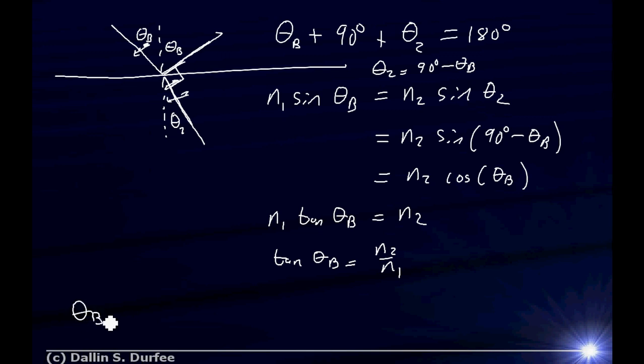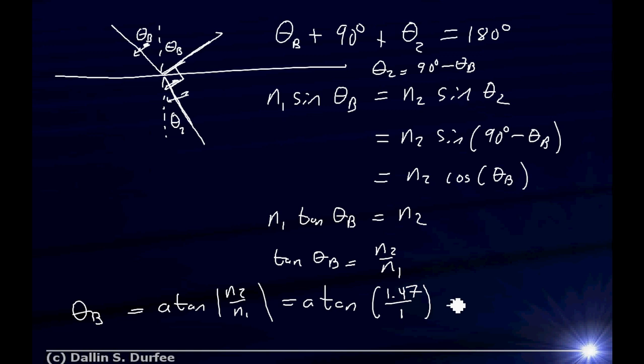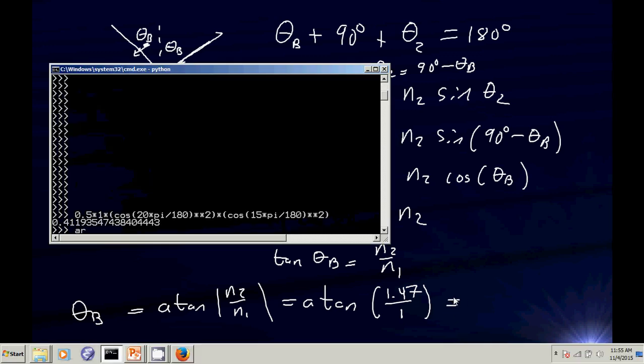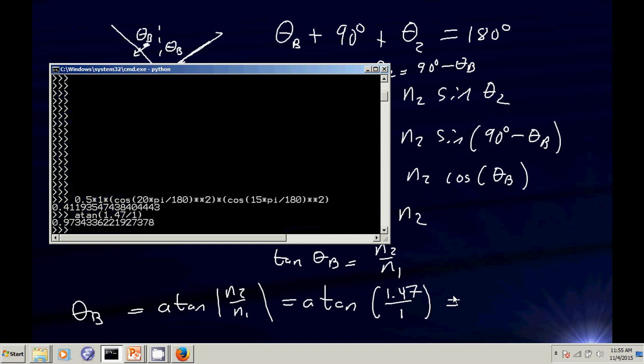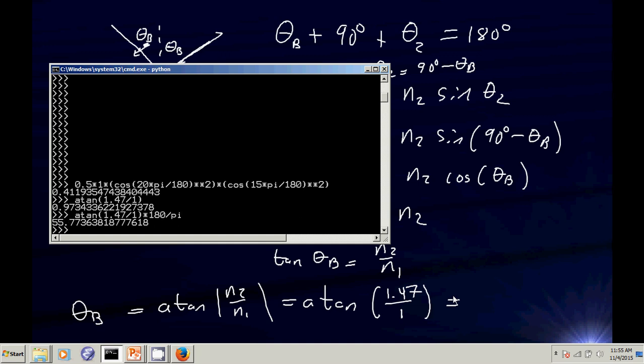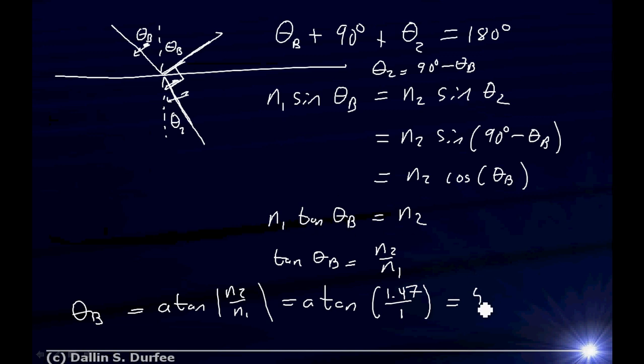So theta Brewster, what I want is just the arctangent of n2 over n1, but n2, that's just the glass, right? That's 1.47. That was given in the problem. n1, that's air, so that's about equal to 1. And now I can just go to Python and take the arctangent of 1.47 divided by 1. Now Python gives that to me in radians. If I'd rather have it in degrees, I'll just multiply by 180 degrees per pi radians. And that's 55.8. So 55.8 degrees. And we're done!